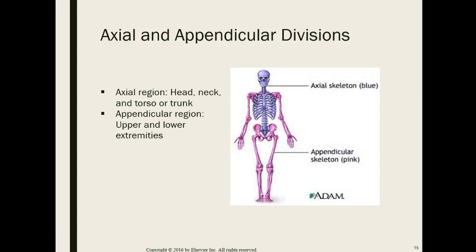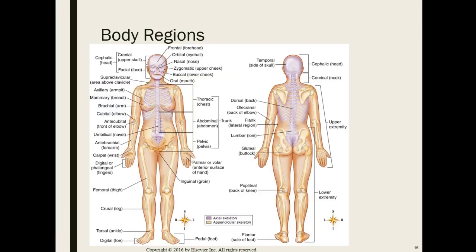The one part that does get a little bit confusing sometimes is we have to remember that the pelvic girdle right here and then the shoulder girdle here are considered parts of the appendicular skeleton. So even though we think of them as housed inside the torso or trunk, they're actually part of that appendicular because they are part of the upper and lower extremities. Different body regions found in that axial and appendicular skeleton.